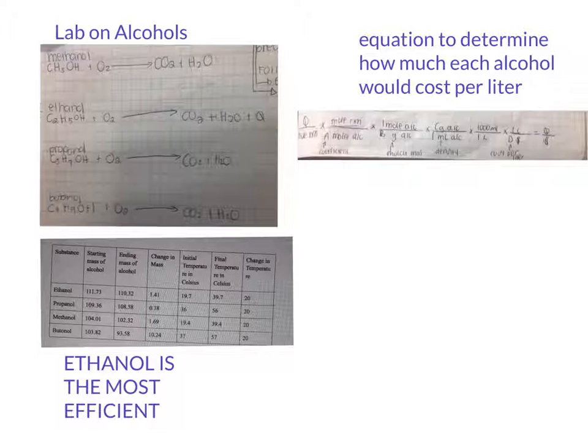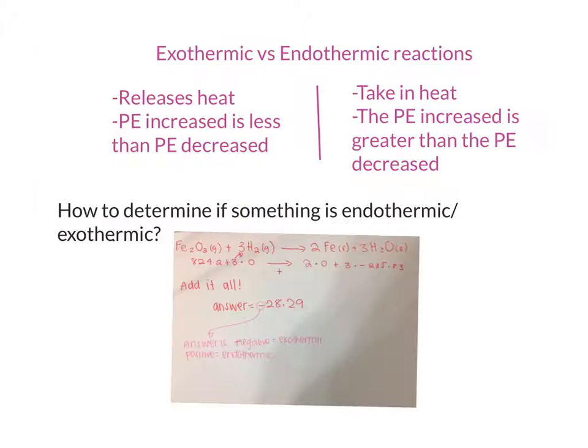Here we can see the different equations for methanol, ethanol, propanol, and butanol. We also have an equation to determine how much each alcohol would cost per liter. This is the equation. In thermodynamics, we have exothermic and endothermic reactions. Exothermic reactions release heat and endothermic take in heat.